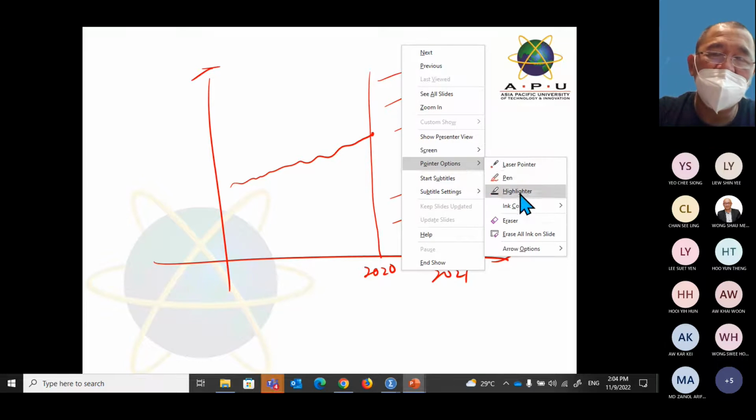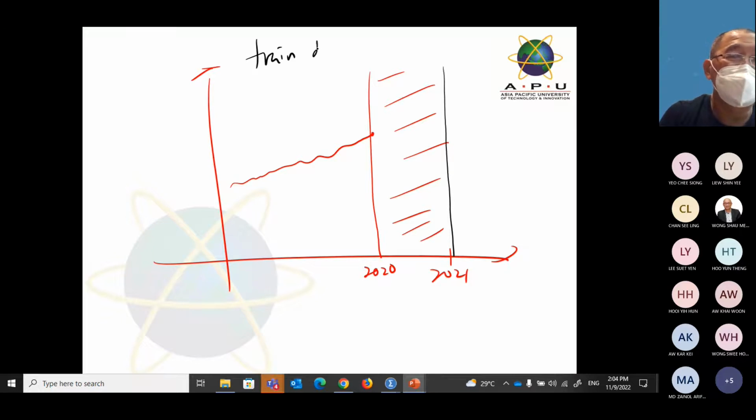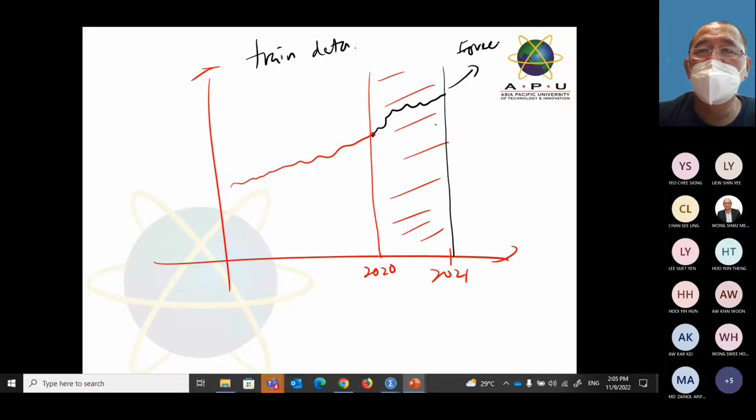You should have seen this table before if you learned time series and forecasting. You may call this the train data. Maybe, I'm not sure. The terms used by data scientists and statisticians are a bit different. So you get the model like this, and then you do prediction using the model. Therefore, you get this. The black color is the forecasted. I use a different color.